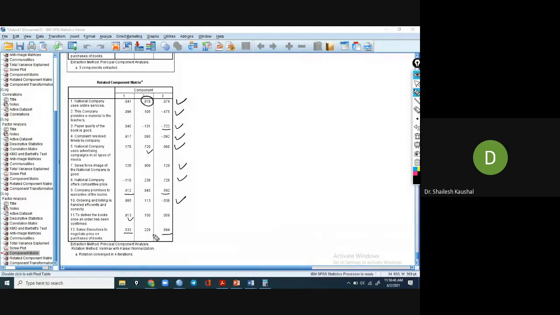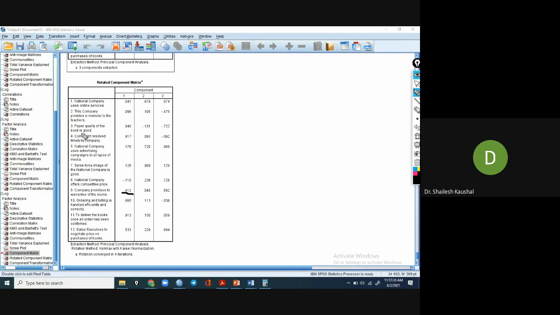So this variable number 12 is creating the problem because it is giving a high value under component 1 as well as a high value under component 3. Okay, so what should we do? We should remove this variable because it is giving a high value in two components.